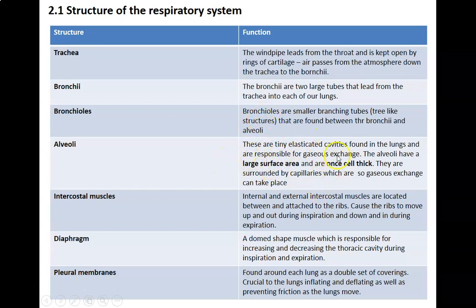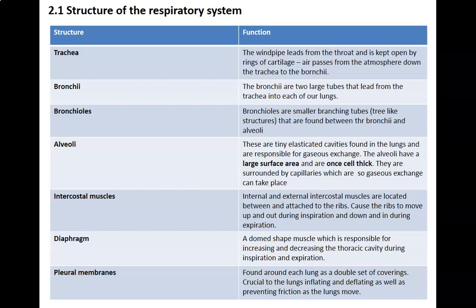Now, the alveoli is where the magic happens, so this is where gaseous exchange takes place. These are tiny elasticated cavities, found in the lungs at the end of our bronchioles. They're one cell thick and have a really large surface area. They're wrapped around by capillaries, which means that loads of oxygen can go from our alveoli, because we've breathed in air which is full of oxygen, into the bloodstream. The deoxygenated blood is carried by the blood vessels into the lungs, and carbon dioxide goes from the bloodstream into the alveoli and we breathe it out.